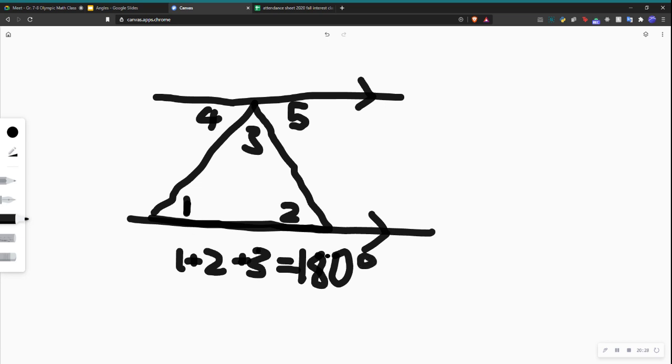So we're trying to prove this using parallel line properties. What we notice is that we also have angles 4 and 5. We want to do something with those, obviously. What we also note is that angle 4 plus angle 3 plus angle 5 is 180 degrees. That doesn't need to be proven, because this is a straight line. We don't need to prove that these are supplementary angles, because they form a straight line. So this is obviously 180 degrees.